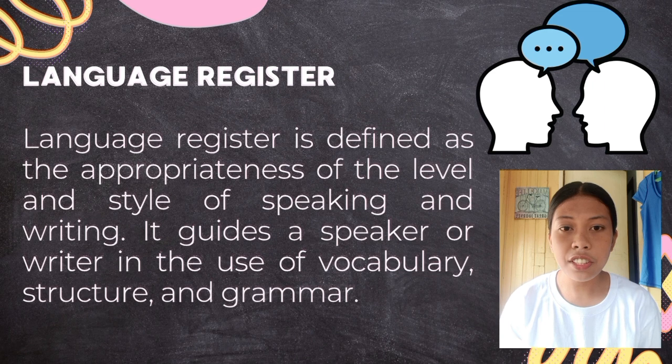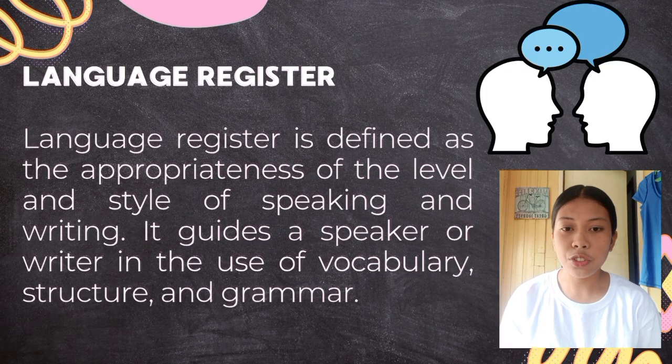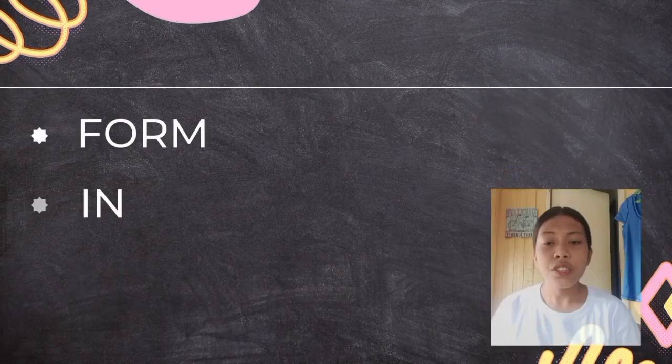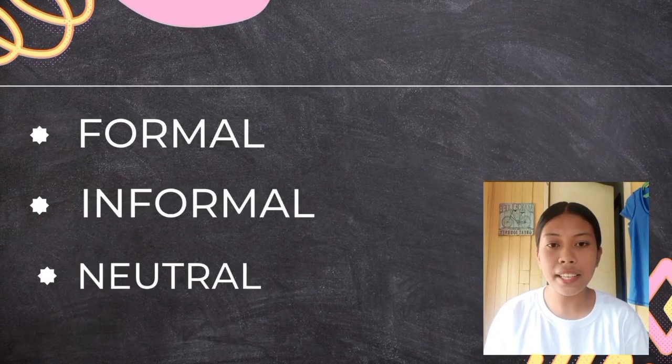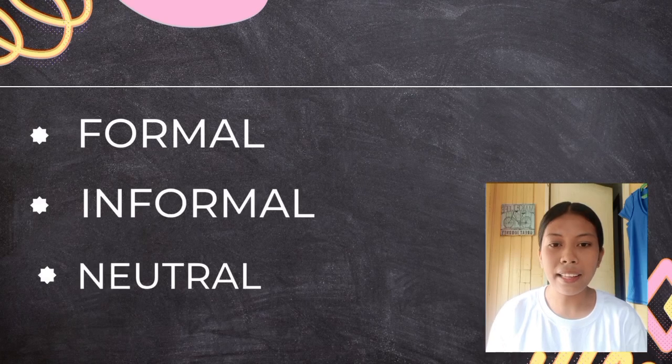So, language register is defined as the appropriateness of level and style of speaking and writing. It guides the speaker or writer in the use of vocabulary, structure, and grammar. So it helps you to choose the right words, sentence structure, and grammar so your message will fit the situation. There are three language registers that have been identified, and the most common ones are formal, informal, and neutral language registers.